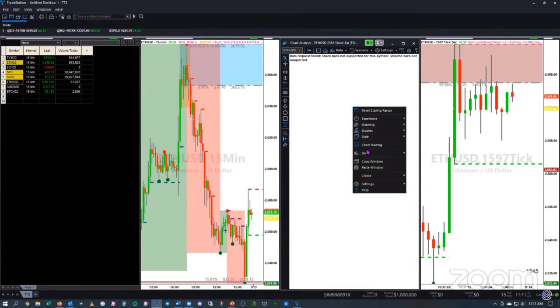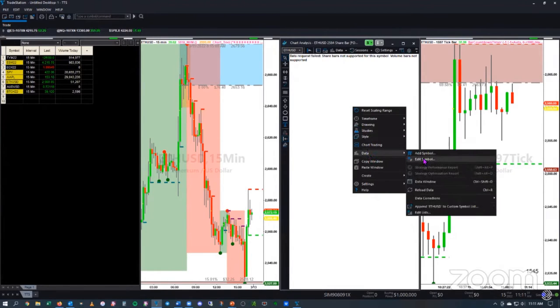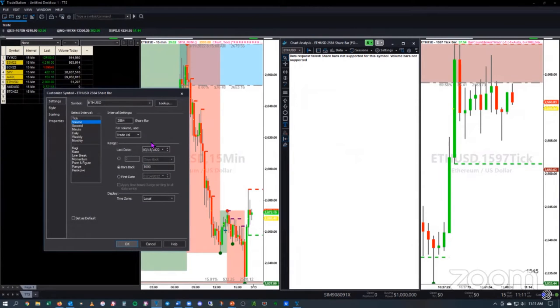So if we go in here, studies, data, edit symbol, and I'm going to change this to, let's just do 50,000 shares. And then we'll go back up 1,000 bars. Do you want a Fib for that? It's 46,368. Okay. 46, you said 368? 368. Okay, cool. Thank you.